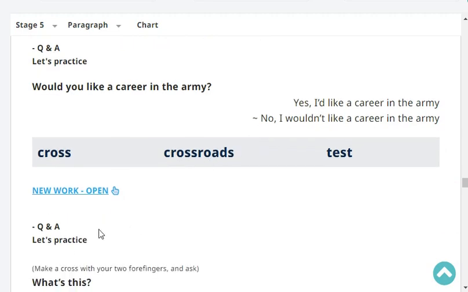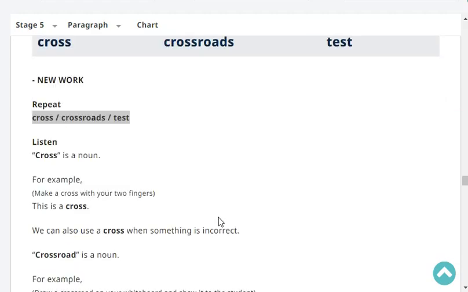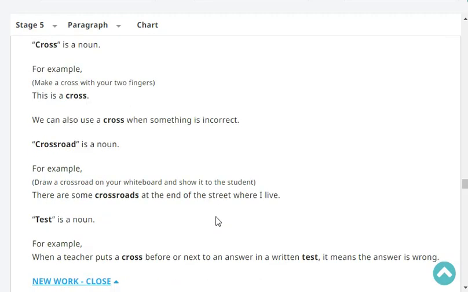Let's repeat. Cross. Crossroad. Test. Very good. Okay, listen. Cross is a noun. For example, this is a cross. We can also use a cross when something is incorrect. Crossroad is a noun. For example, there are some crossroads at the end of the street where I live.